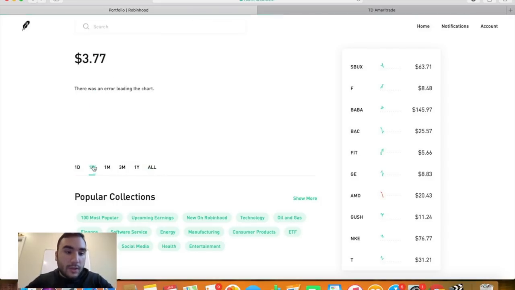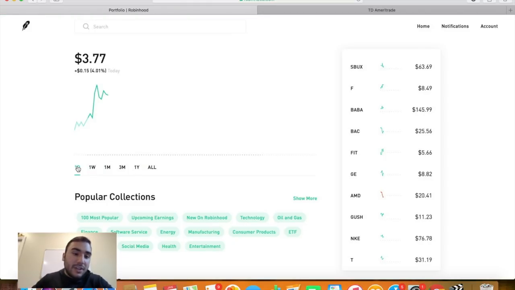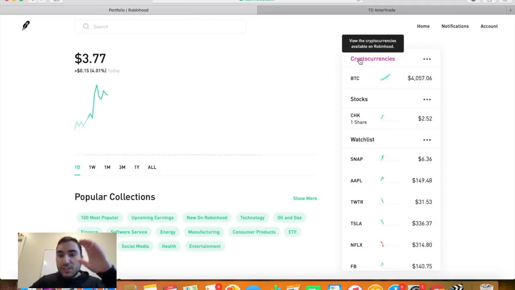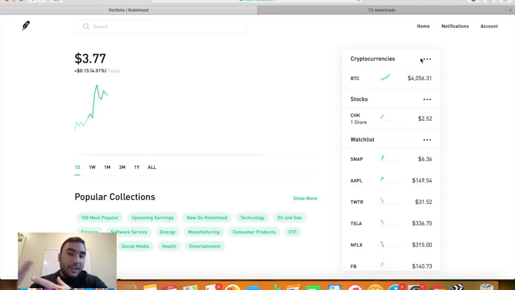So that's pretty cool in terms of Robinhood, guys. Once you get some experience and start investing in stocks, you can keep a track record and see how you've been performing over these different time frames, which is really cool in my personal opinion. And then on this right panel, we see cryptocurrencies. For those of you that don't know, you can actually trade crypto on Robinhood, which is something cool if you do invest and trade in cryptocurrency. If you are interested in cryptocurrency, that's a cool feature of the Robinhood app.